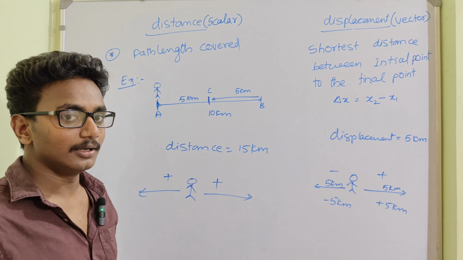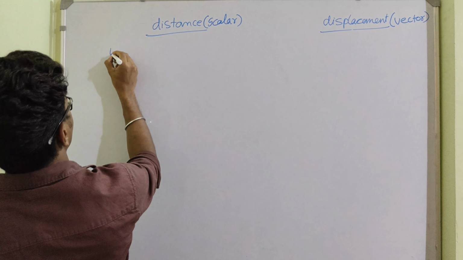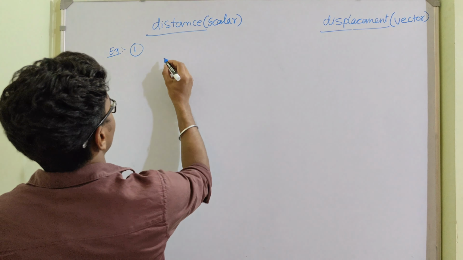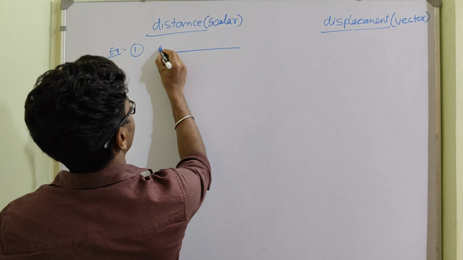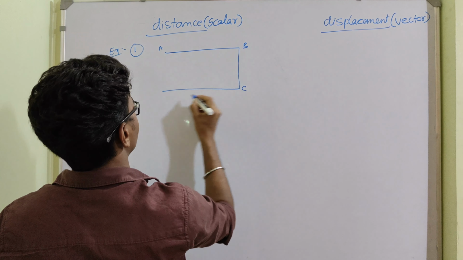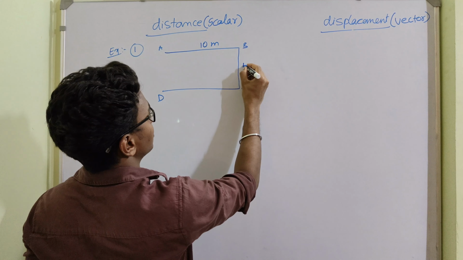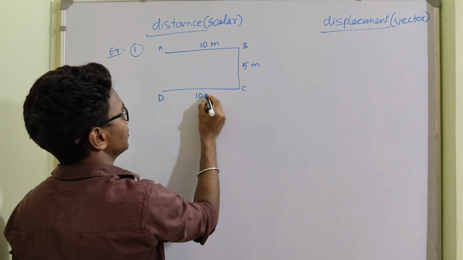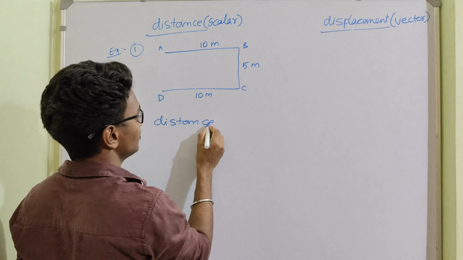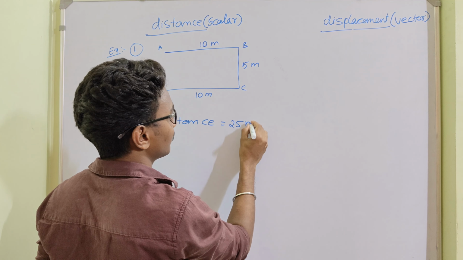Okay, let's see a few more examples on distance and displacement. If you started a journey from point A along point B, C to D, suppose A to B is 10 meters, B to C is 5 meters, C to D is 10 meters, then the total distance is the sum of all the path lengths, 10 plus 5 plus 10, 25 meters.